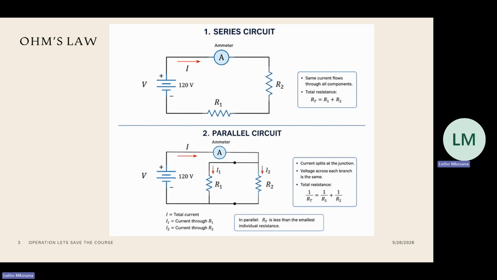So the total current will be flowing from this resistor through the next resistor. So that's what makes it series. And the total resistance of the circuit is measured and calculated by R1 plus R2. And then moving over to parallel circuits.